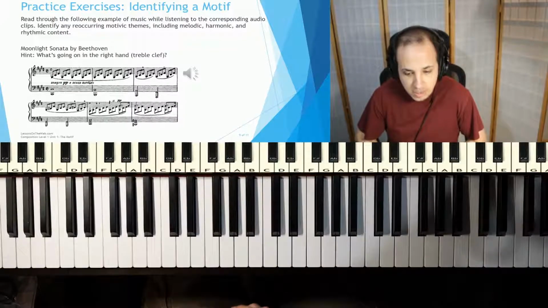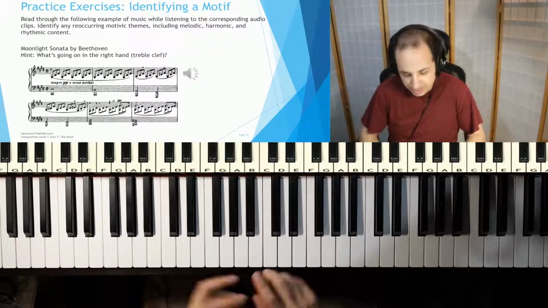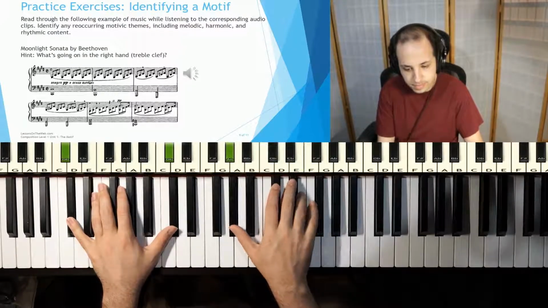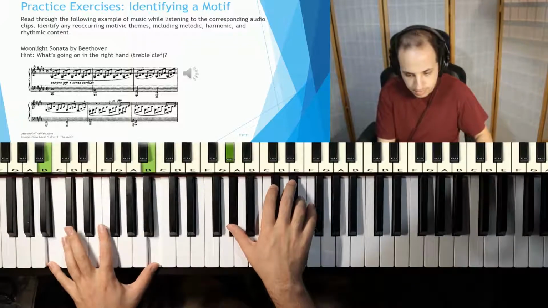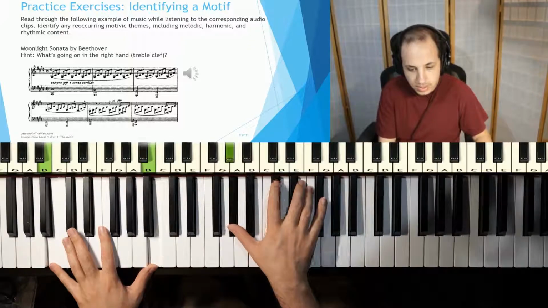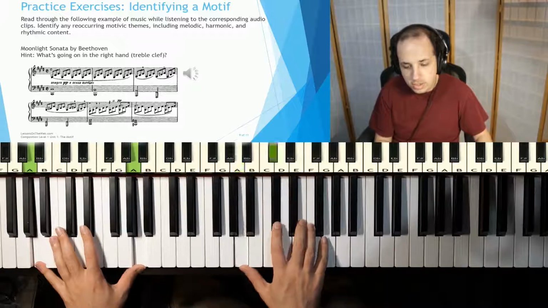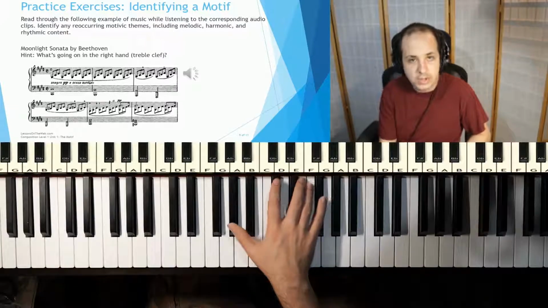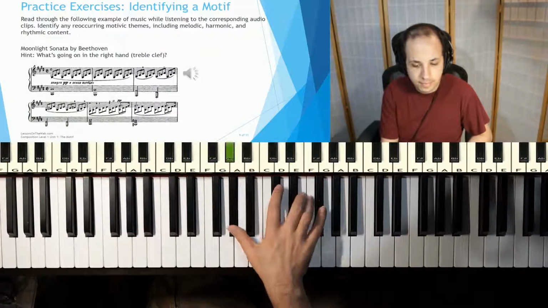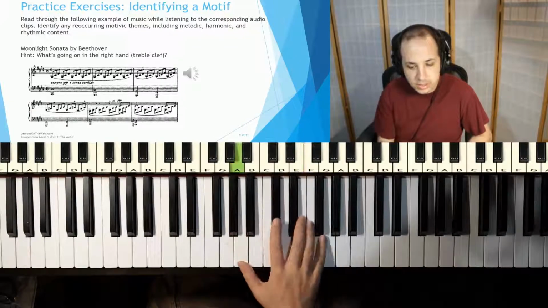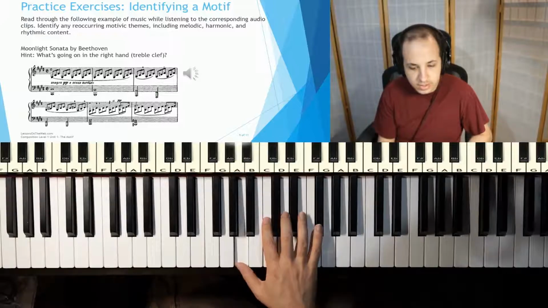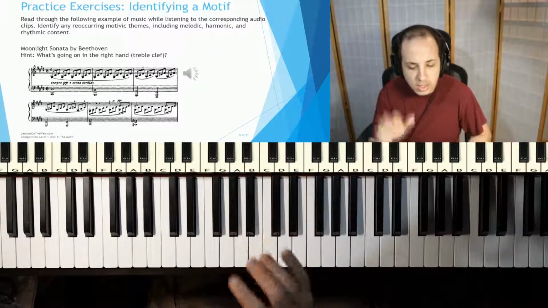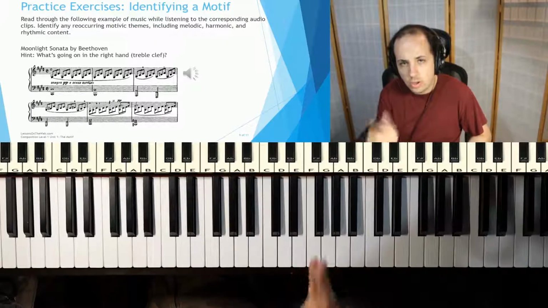Okay, identifying a motive. This one's pretty easy, I would say. So, where's the motive at? Well, it's this, right? Now, this is rhythmic, right? Since you have these like triplet patterns in there. There's three, the triplets. But is it all rhythmic?